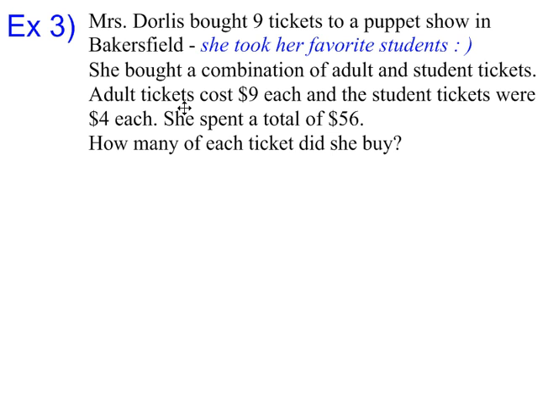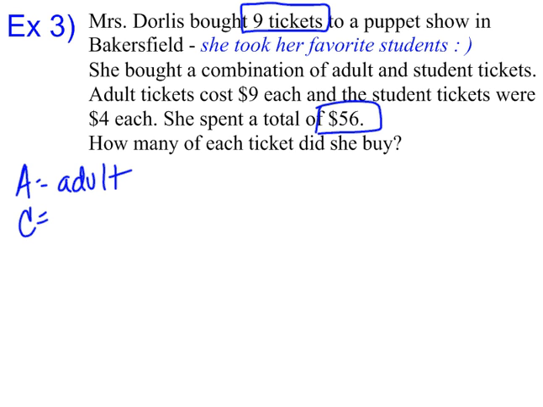So again, we're looking at the quantity of tickets, which is 9, and the value of the tickets, which is 56. We bought 2 kinds of tickets, adult tickets and student tickets. I'm going to use A for adult, but I'm going to use C for the student ticket, because an S looks a lot like a 5, and we could kind of lose things, so I don't want to do that if possible. So our first equation is going to be A plus C equals 9.